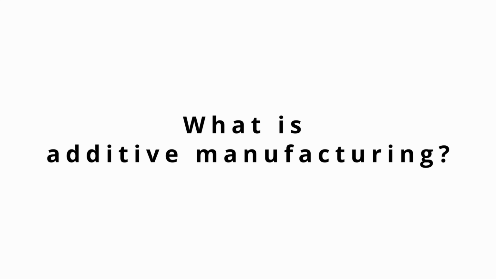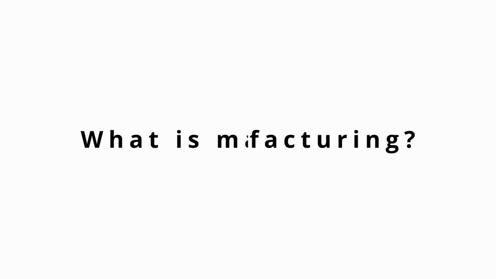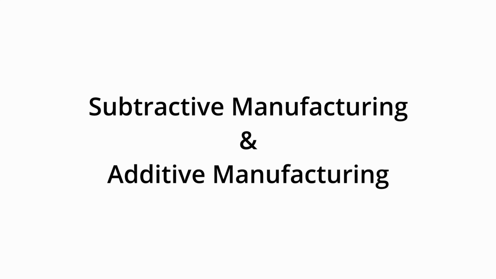Today, we're gonna learn about what is additive manufacturing. So let's go to the fundamentals, to the basics. So what is manufacturing? Manufacturing is the process of transforming raw materials into finished goods through any use of tools, machines, and labor. Types of manufacturing processes are subtractive manufacturing and additive manufacturing.